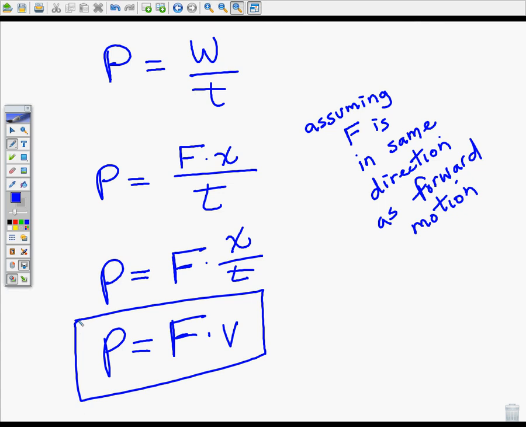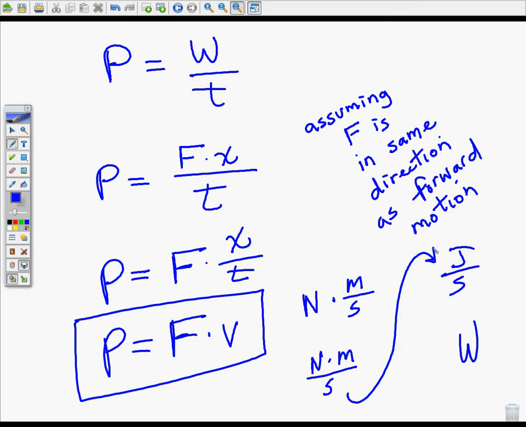And just to check out the units, we know that force is measured in newtons. Velocity is measured in meters per second. And another way of writing newtons times meters per second is Newton times meter over second. And of course, a Newton times a meter, what is that? Joule. So that's joule per second, and a joule per second is a watt. So when you use that formula, you still get watts. So that's what you need to know to do lesson 5 homework.